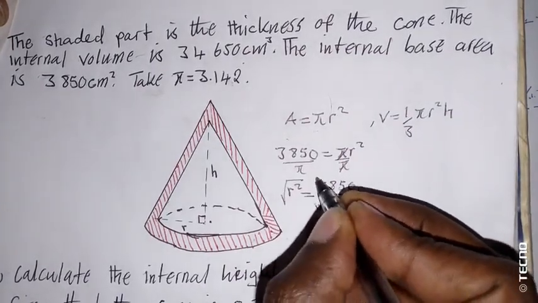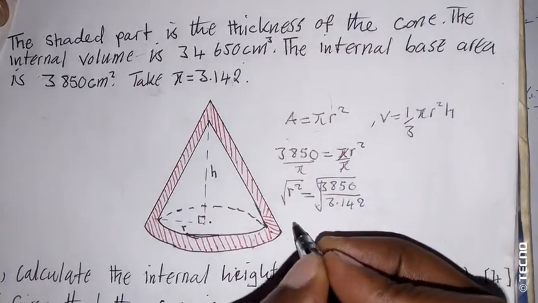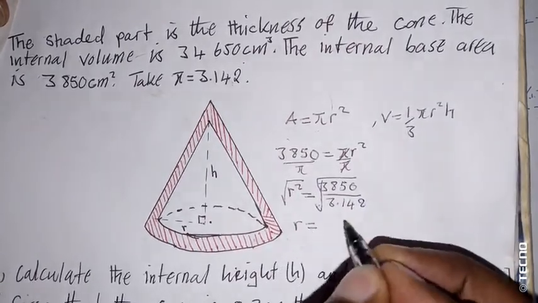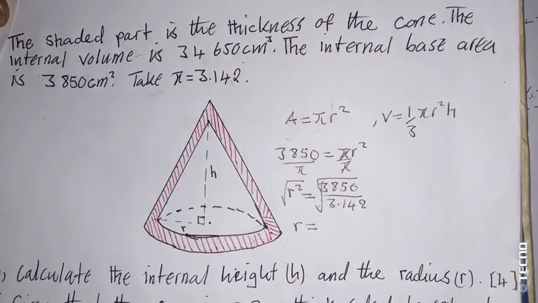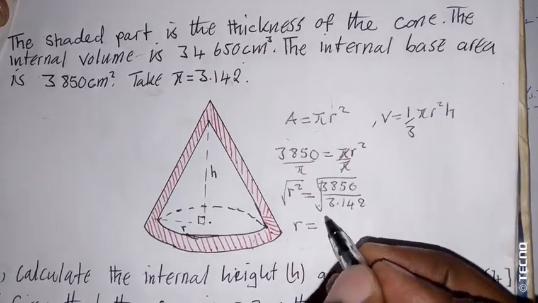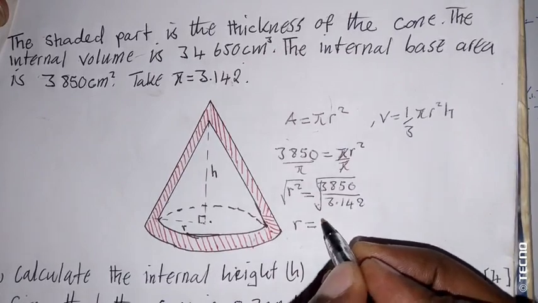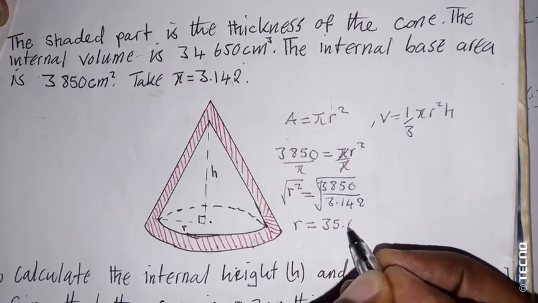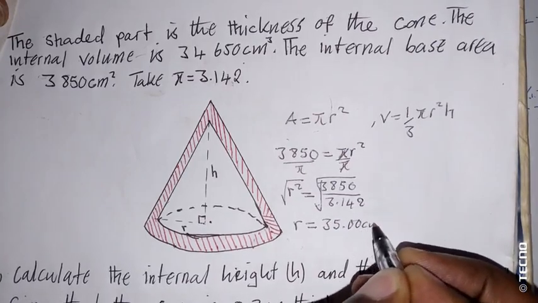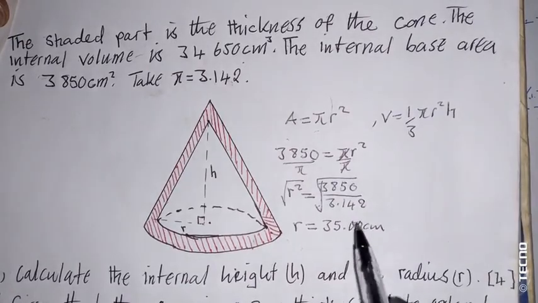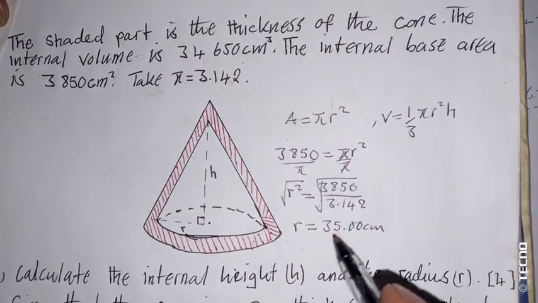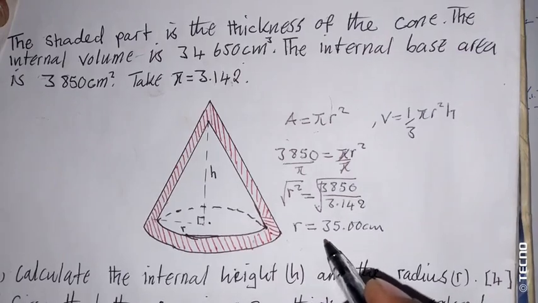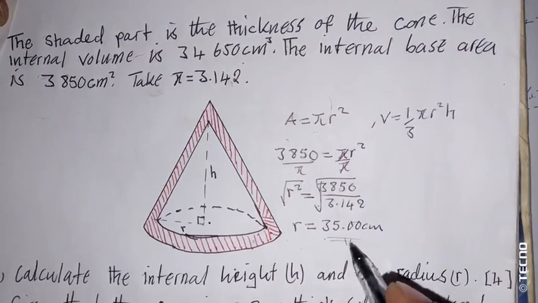Then we square root both sides. So here our r is equal to, when you punch this on your calculator, the answer that you're going to get is 35.00 centimeter. I've just rounded off. This is the figure that you are going to have. So this is our r.